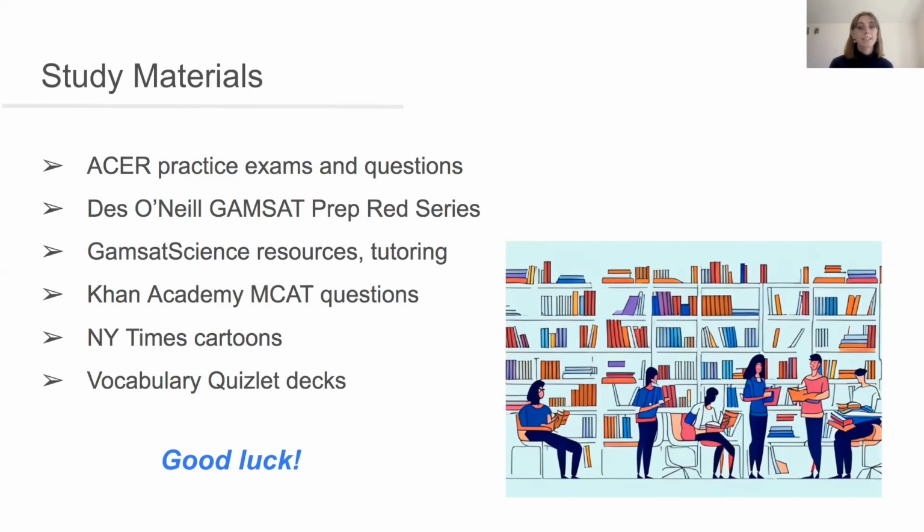Khan Academy has MCAT critical analysis questions, which are pretty applicable to the GAMSAT Section 1 questions. In terms of cartoons, the New York Times cartoons are often used in GAMSAT and are a great practice resource. And with vocabulary, there are Quizlet decks that are also very helpful. But in general, it's so important to read widely. This will help improve your comprehension skills, your reading speed, and your vocabulary more than anything else.